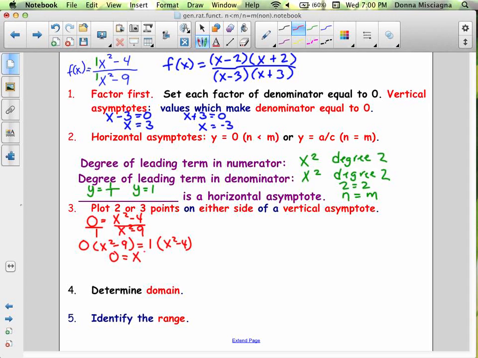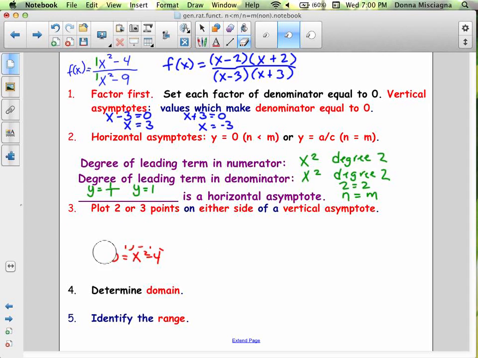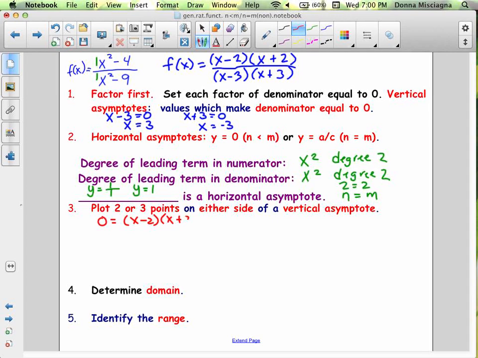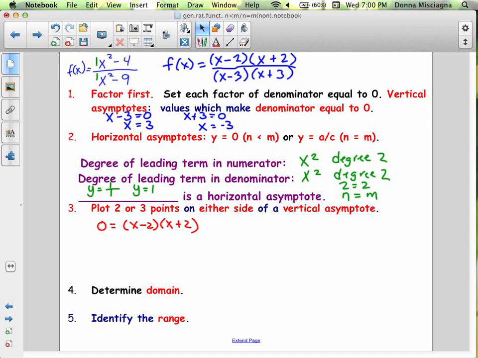Our x-intercepts are going to be where the numerator equals 0. Now we have already factored this, and we probably should have used the factored version. Actually, so let me do that. I don't know why I took the other version. So 0 equals x minus 2, x plus 2. So notice that, when I still forgot to label it, x-intercept. There we go. X-intercept.